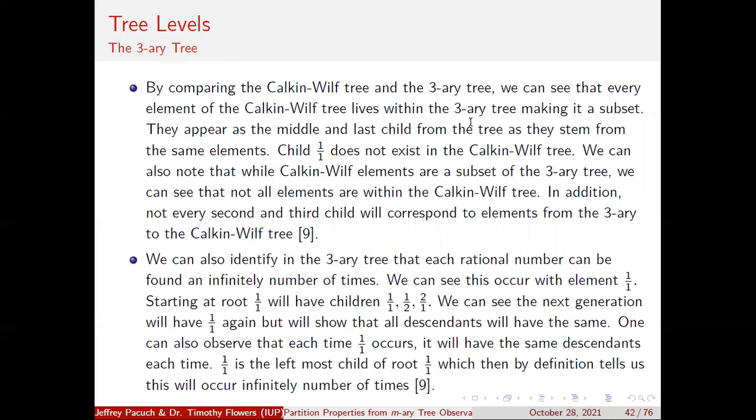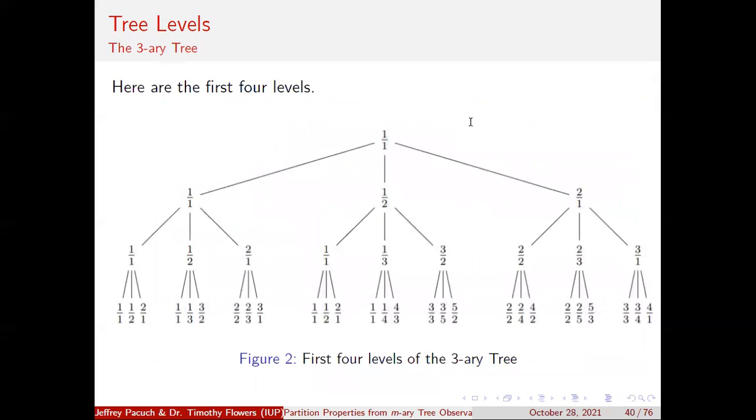We can also note one more item. Even though the Calkin-Wilf tree is inside the 3-ary tree, since the first child by the definition is a over a and it stems from root 1/1, that tells us that every fraction will repeat itself an infinite number of times, right? If I go back to the picture, we can notice that 1/1 is repeating itself a multitude of times. You might be able to see my mouse if I move it. 1/1 will repeat itself an infinite number of times, which will stem Calkin-Wilf trees, which means every rational number will occur an infinite number of times.